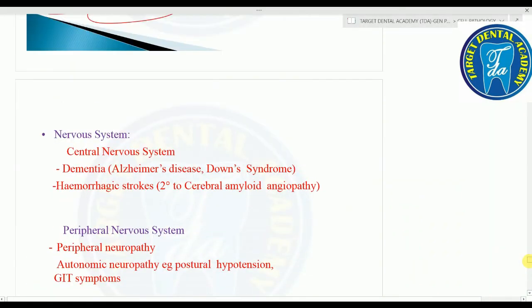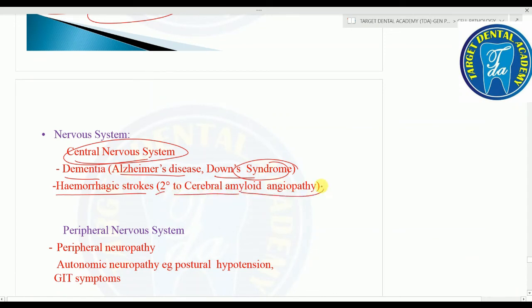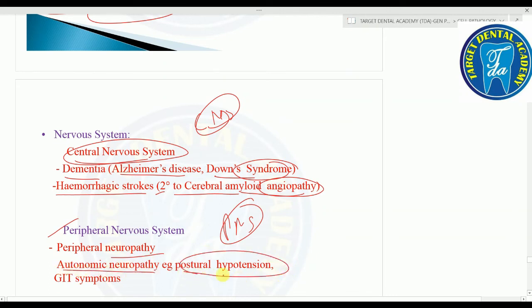While in the central nervous system, there is dementia in Alzheimer's disease and Down syndrome, and hemorrhagic strokes, which are secondary to cerebral amyloid angiopathy. While in the peripheral nervous system, there is peripheral neuropathy, in which there is autonomic neuropathy, for example postural hypotension and GIT symptoms. Important.